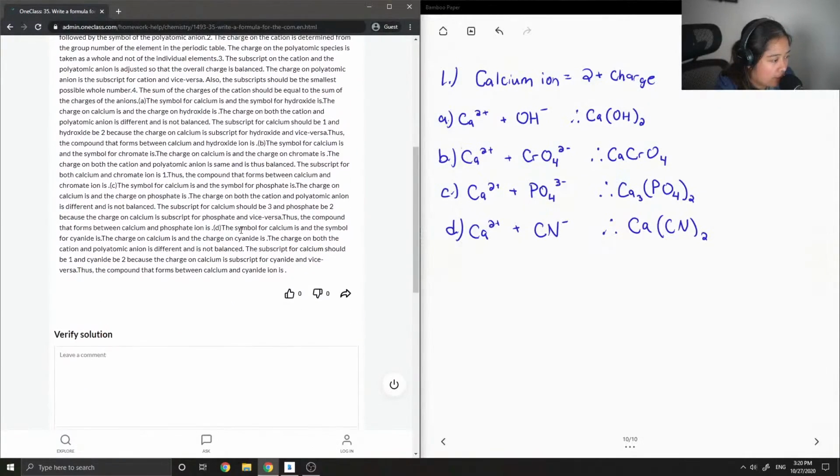Okay, so they have a lot of the background down, and they talk about the different charges and what the subscripts should be. I'm just going to say explanation is correct, but actual compounds are as follows.